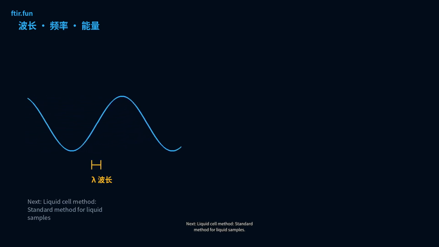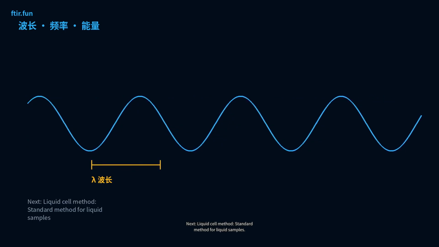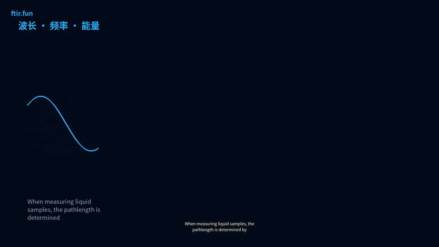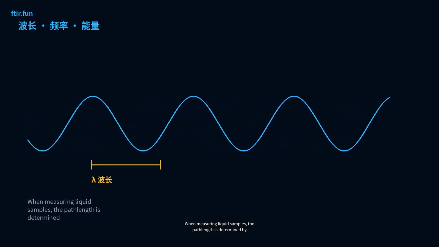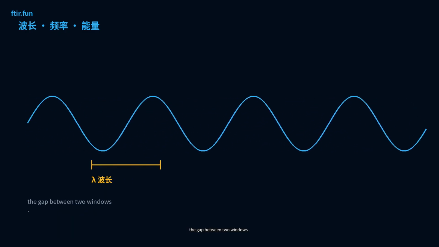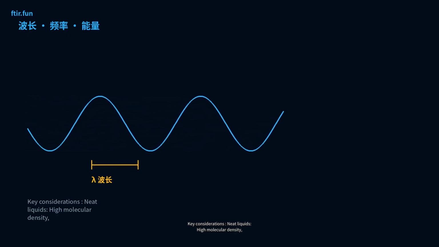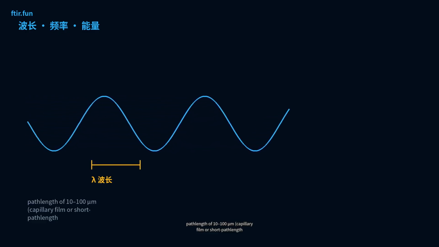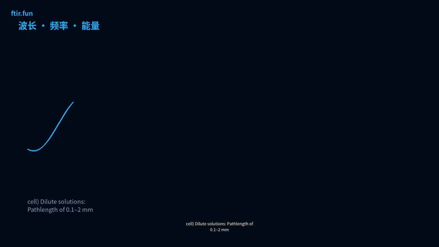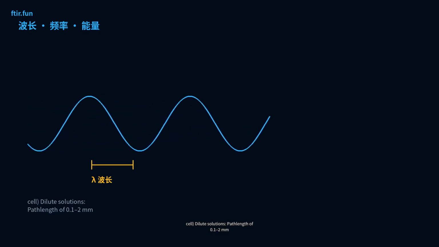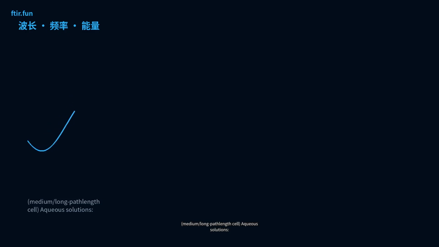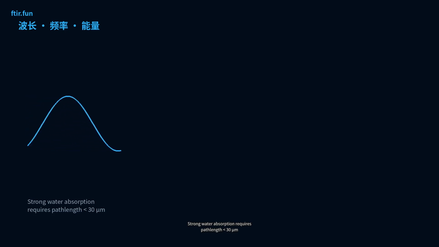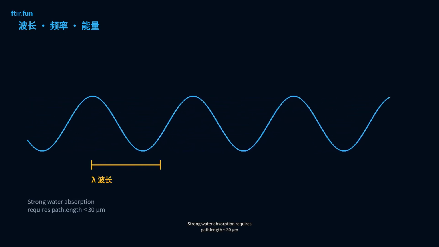Next, liquid cell method, standard method for liquid samples. 3.1 Measurement principle for liquid samples. When measuring liquid samples, the path length is determined by the gap between two windows. Key considerations: pure liquids, high molecular density, path length of 10-100 micrometers, capillary film or short path length cell. Dilute solutions, path length of 0.1-2 millimeters, medium long path length cell. Aqueous solutions: strong water absorption requires path length below 30 micrometers.